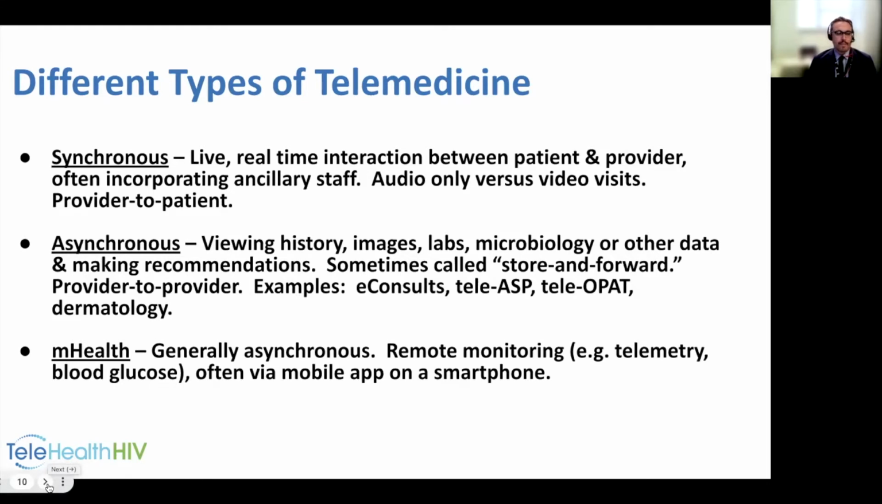And then mHealth. I'm not a big mHealth proponent or user. I'm going to mention a couple of the platforms a little bit later on with mHealth. These are very inexpensive. So these are things like text reminders, anything you do through a smartphone that's generally asynchronous, remote monitoring, things like that. And I'll show you a couple examples later. Next slide.